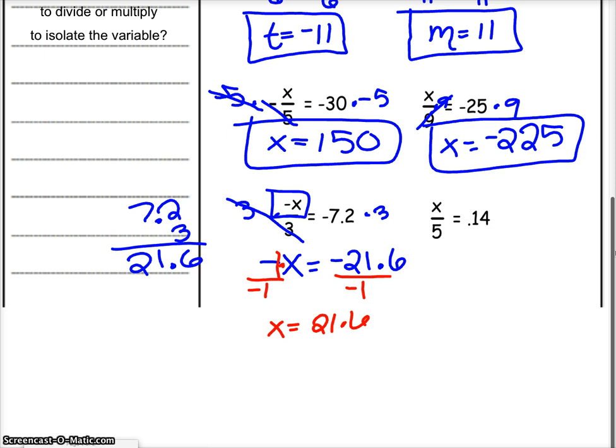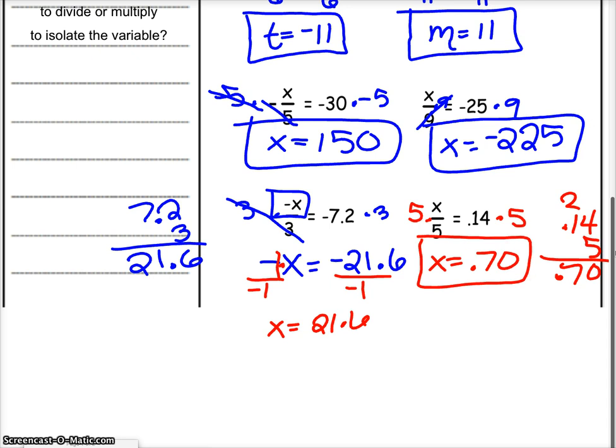X over 5 is equal to 14 hundredths. To get rid of the divide by 5, you multiply by 5. I do a little side math here. And you get 0.70. X is equal to 0.70. So you just need to understand that when it looks like the x is the numerator, to get rid of that, you multiply through by that denominator.